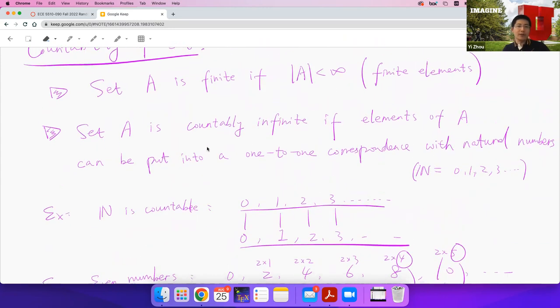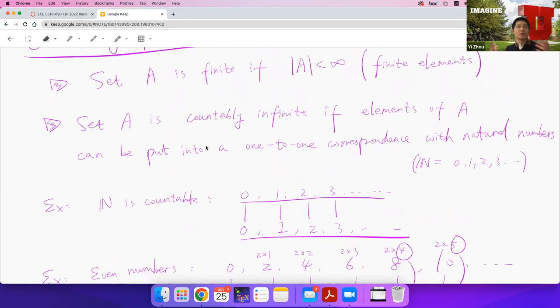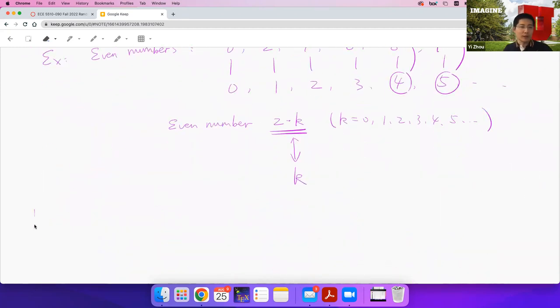Okay, so now we have this countably infinite. We must have another case, which is called uncountably infinite. So how do we define that?